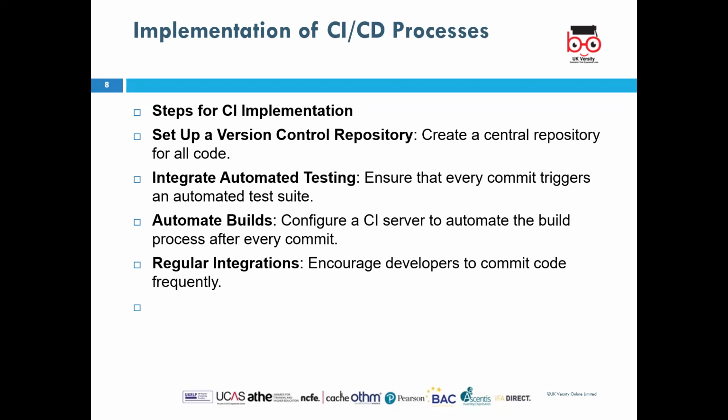Then we look to integrate automation testing, where we ensure that every commit triggers an automated test suite. Then we have automated build, where we configure a CI server to automate the build process after every commit. And then we have regular integration, where we encourage developers to commit code frequently.